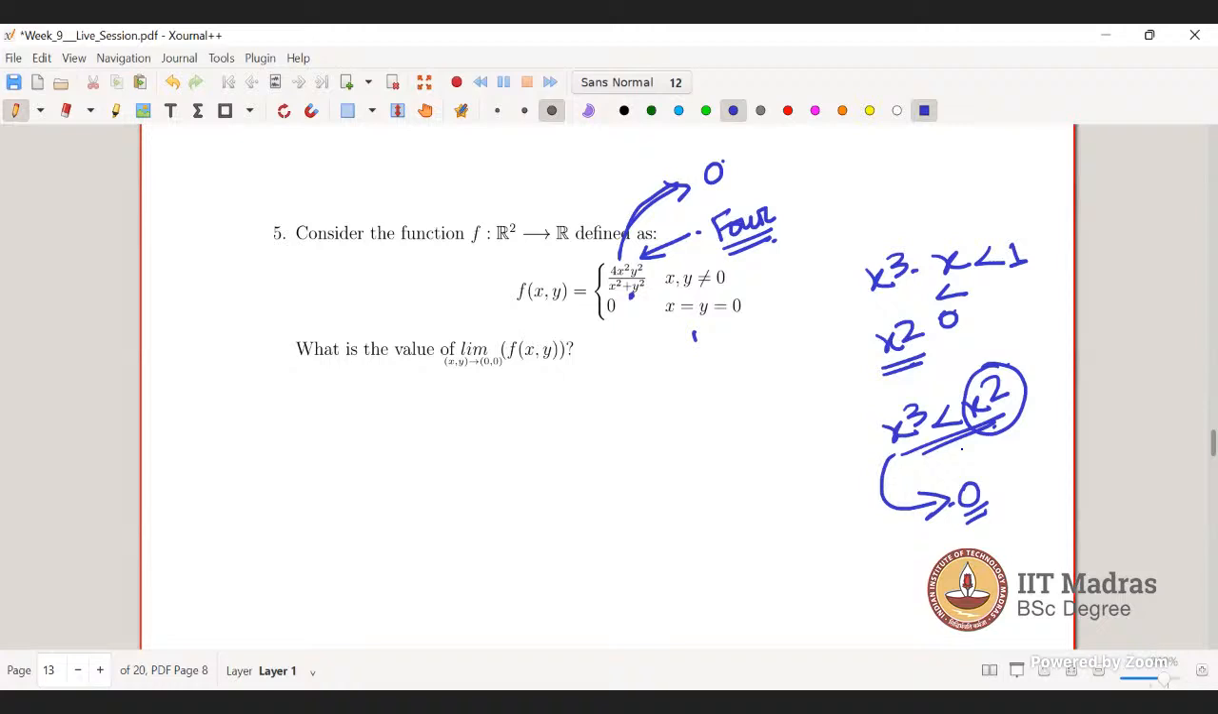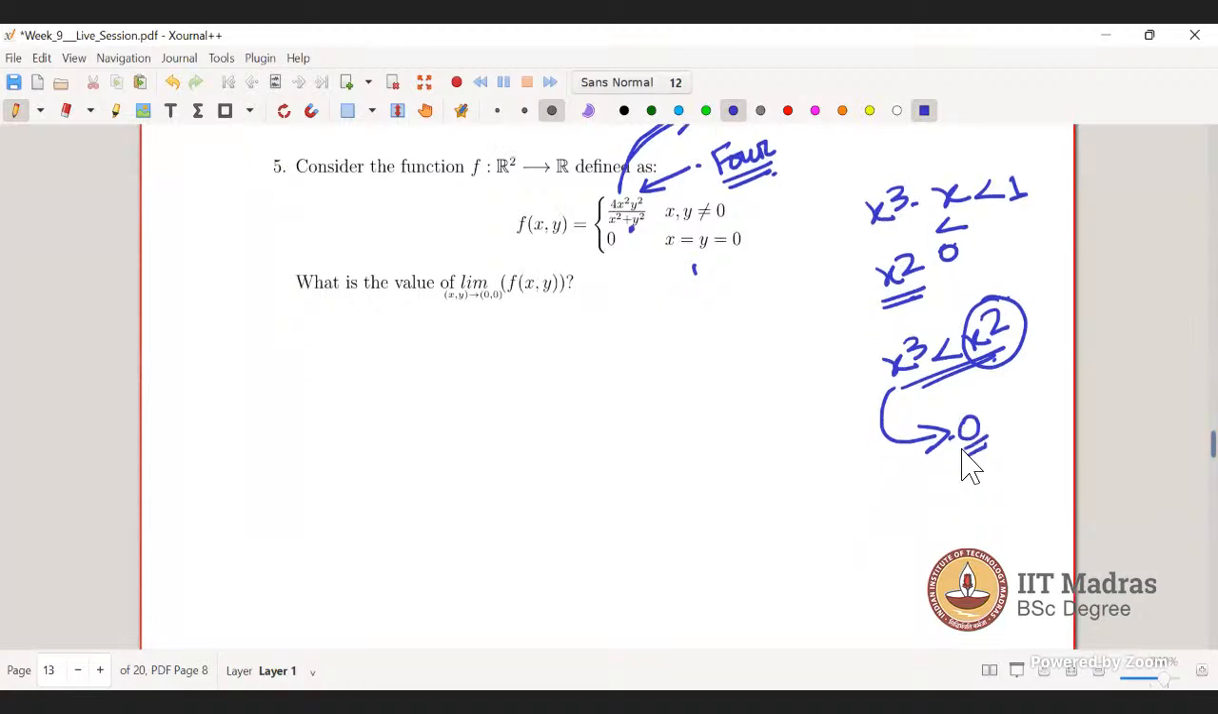Now I want to prove that this limit exists. I'm just going to give you one approach. It's not like using that approach you can solve all the questions. As I mentioned earlier, there is no finite set of methods through which you can prove that the limit exists. For different problems you have to apply different methods.